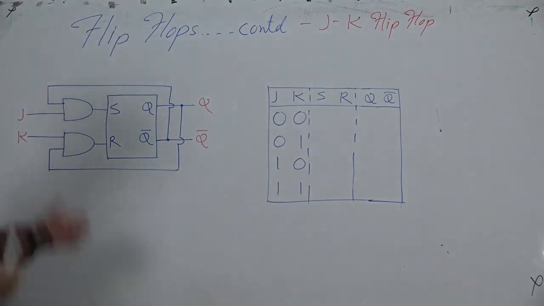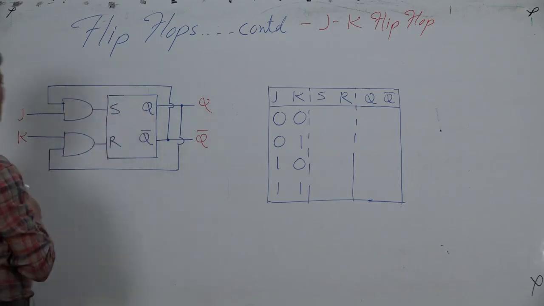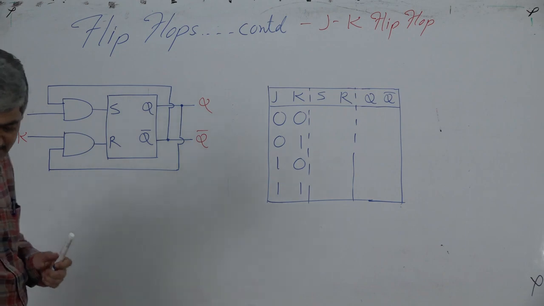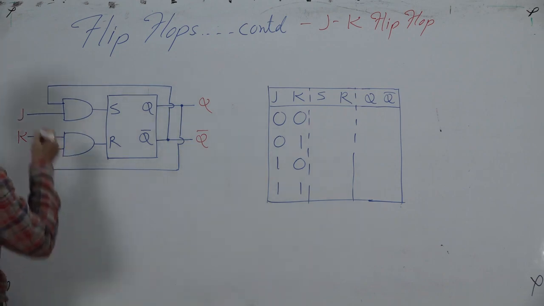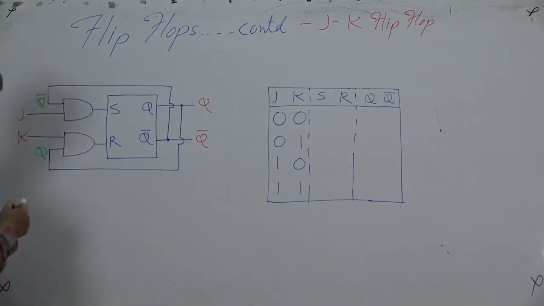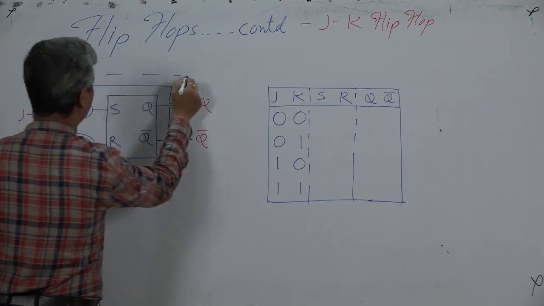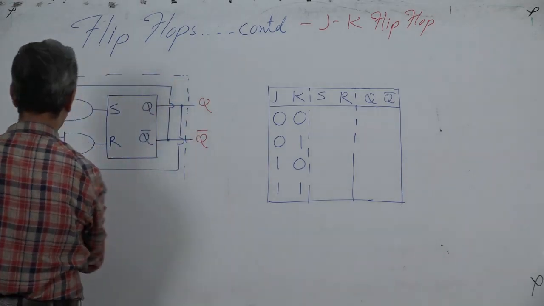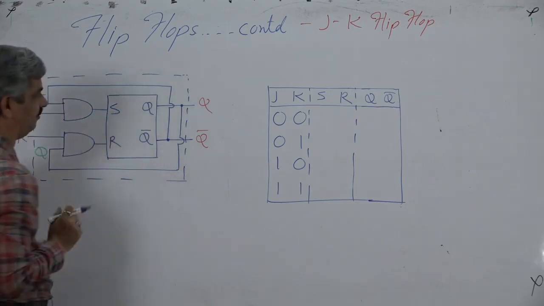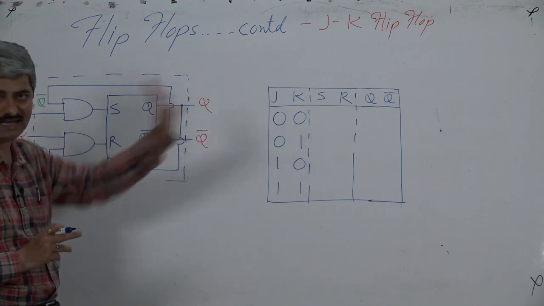So obviously there are two AND gates. Because of this feedback, what has happened? This Q bar has come here. This Q has come here. So this input is Q bar and this input is Q. J and K are the inputs of this big circuit, which is now becoming a JK flip-flop, first version. Inside that we have the S and R flip-flop. Depending upon S and R, we know how Q and Q bar are generated.